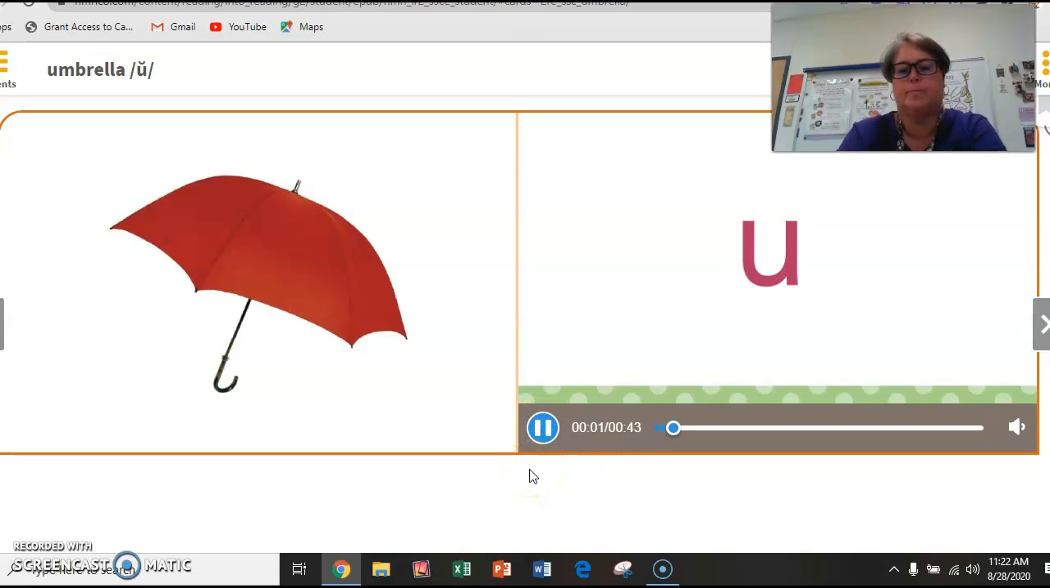Now we're going to look at the letter U. Umbrella. Umbrella starts with a short U sound. Listen. Umbrella. The letter U can stand for the short U sound.